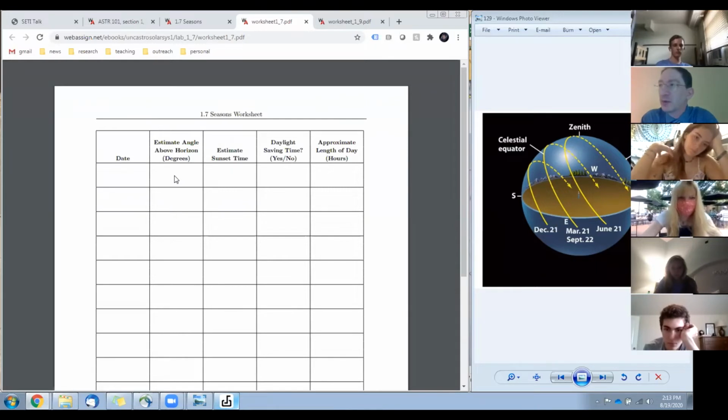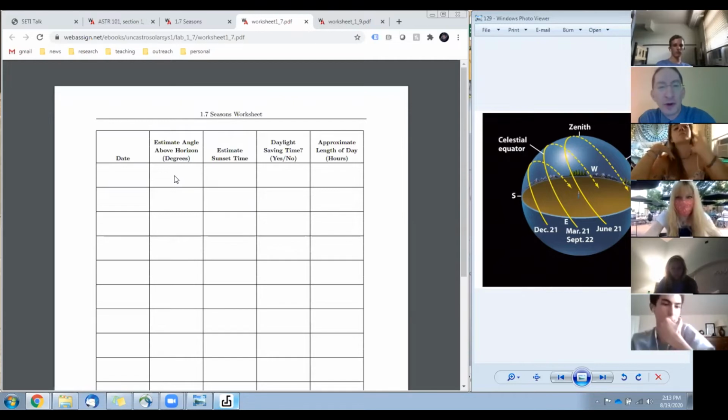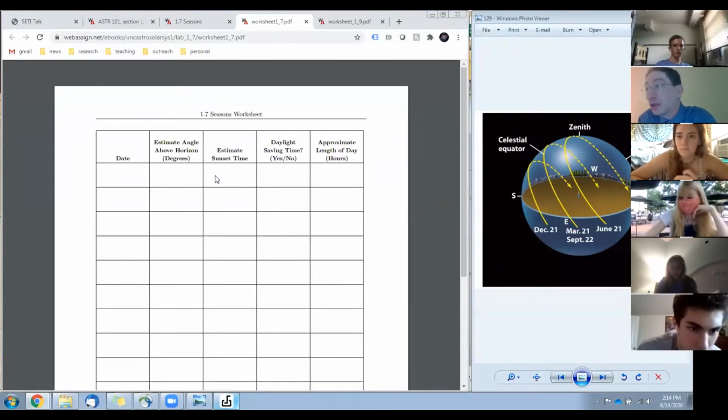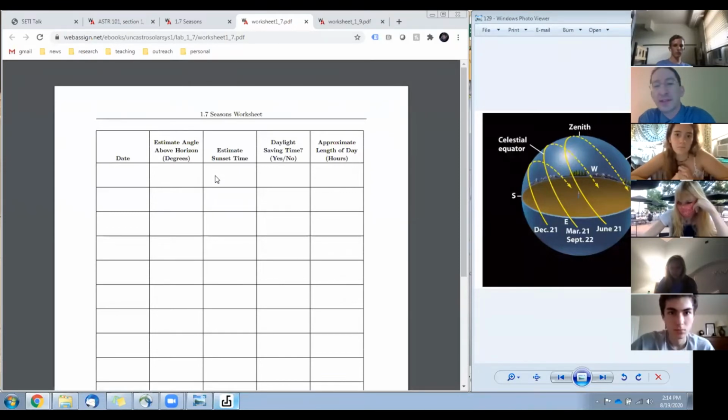The questions would be like, was it 30 degrees or 60 degrees? And you can get that kind of accuracy just eyeballing it using your arm and your eye. The other thing I want you to do is estimate the time of sunset. When does the sun set? And you can look this up online, or you can actually go out on this day and try to see when it goes below the horizon.